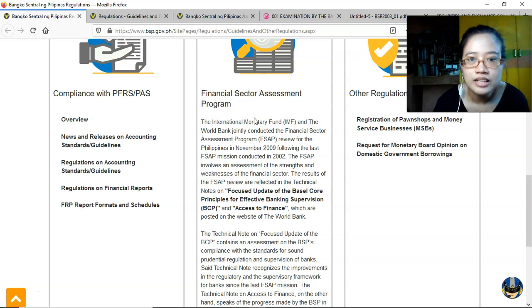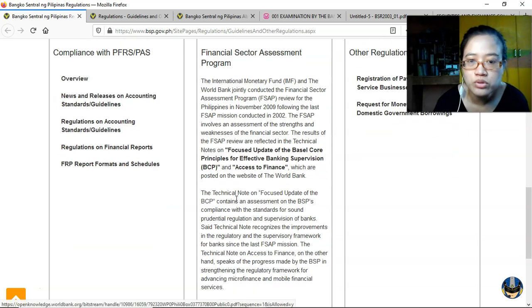Okay. And then you have the Financial Sector Assessment Program, FSAP. This, I think, was conducted by the IMF and the World Bank, which reviewed the Philippine financial system. The report was released in November 2009, following the last FSAP mission conducted in 2002. It involves the assessment of the strengths and weaknesses of the financial sector of our country. The results are reflected in the technical notes on the focused update of the Basel Core Principles for Effective Banking Supervision. So I think it was linked here.